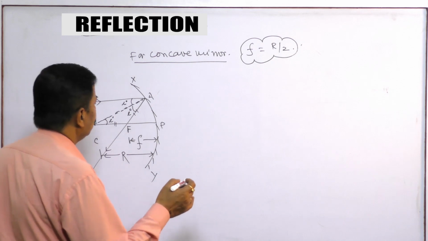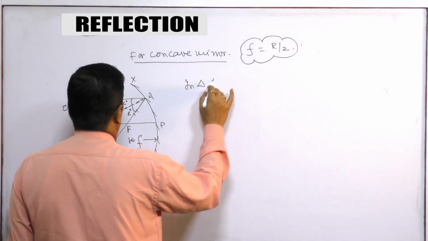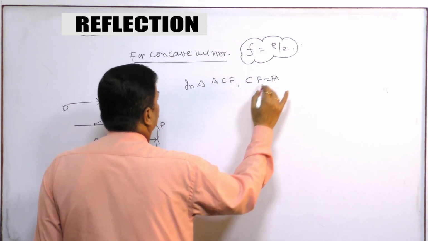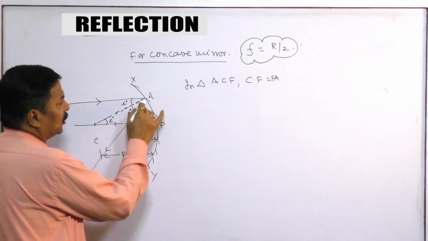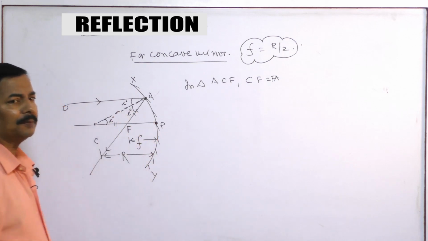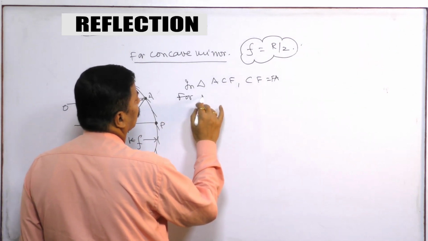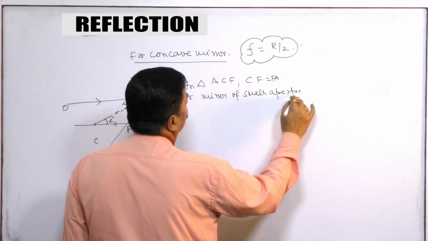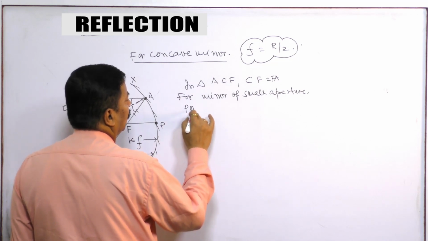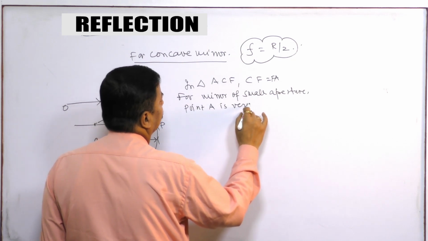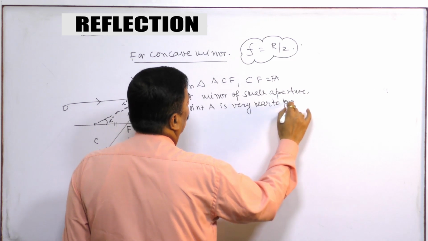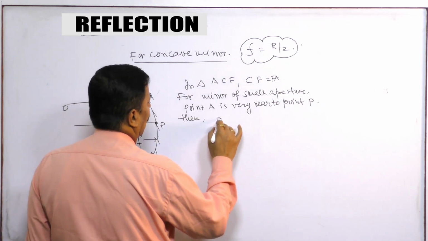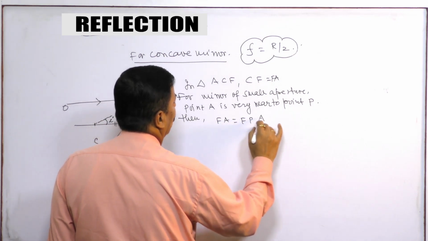So in triangle ACF, CF is equal to FA. For a mirror of a small aperture, point A is very near to point P, then FA is equal to FP approximately.